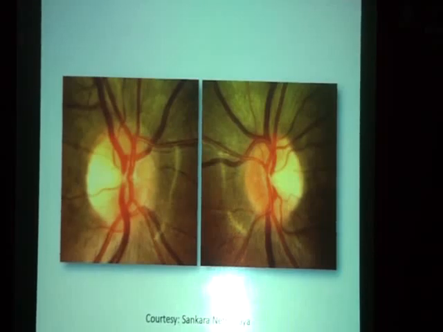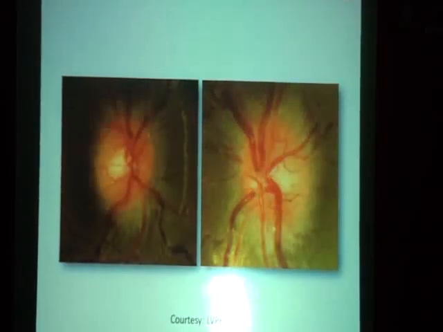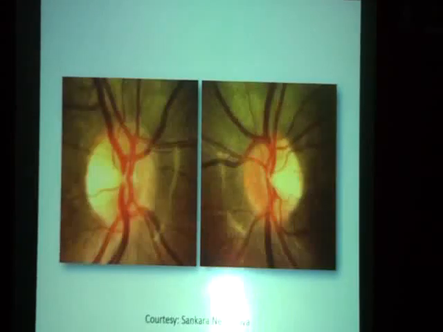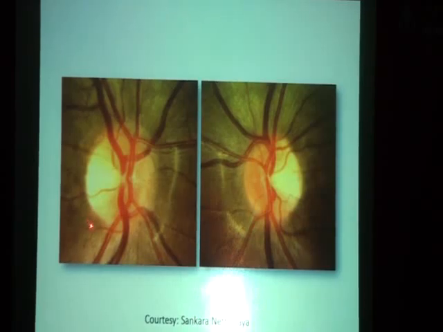Show you another comparative image. Look at this. Even this is a swollen disc. What's the difference? The difference is in the nerve fiber layer. This nerve fiber layer is opaque, and this nerve fiber layer is transparent. Okay, what we see here, temporal pallor, is a photographic artifact.